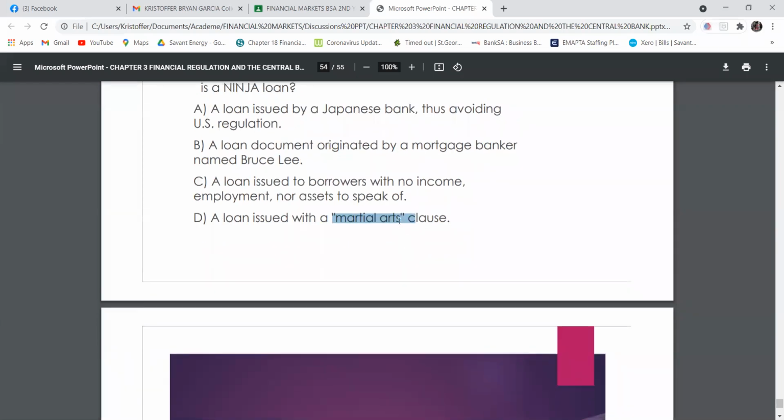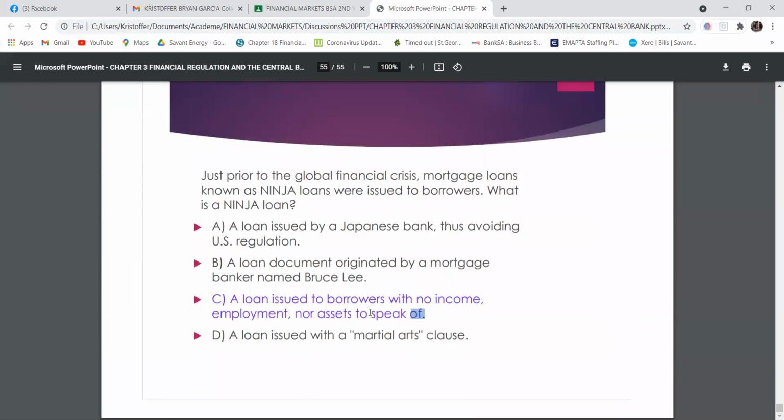So ang sagot dyan is eto. When you say ninja loan, it is a loan issued doon sa mga borrowers na walang income, wala ring trabaho, at wala ring assets. So bakit nagkaroon ng ganyan? Kasi nga dumating dati sa point na nagkaroon ng global financial crisis. Kahit wala kang pag-aari, wala kang kita, wala kang employment, pinapayagan nila mag-loan yung mga kahit alam nila na malaki yung risk or malaki yung chance na hindi ito makabayad kahit gusto niya. So ninja loans yung tawag doon.